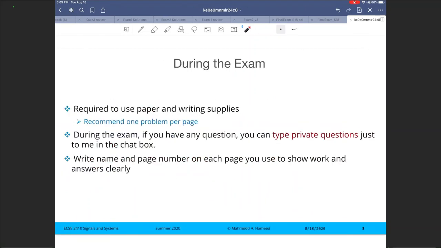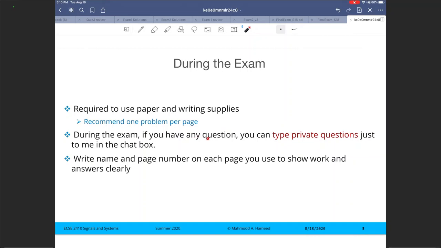During the exam, have a bunch of blank sheets of paper, so that you can write your exam on that, and have your writing supplies. I recommend that you answer one problem per page, or in some instances, if you have to use 2 pages, use those 2 pages, just so that while uploading things to Gradescope, it becomes easier to map the pages to the problem numbers if you do it that way. That's a recommendation, not a requirement.